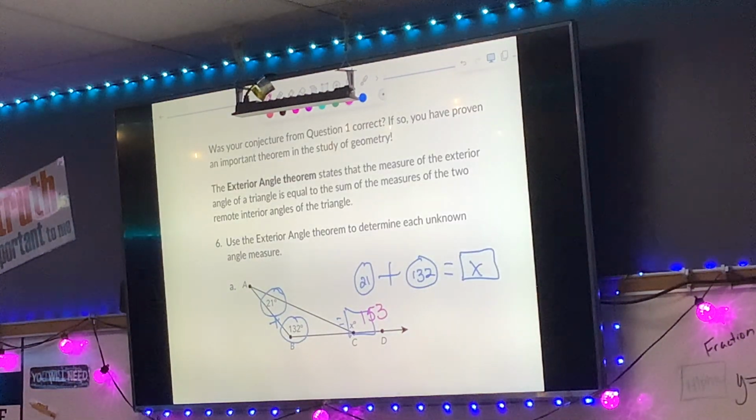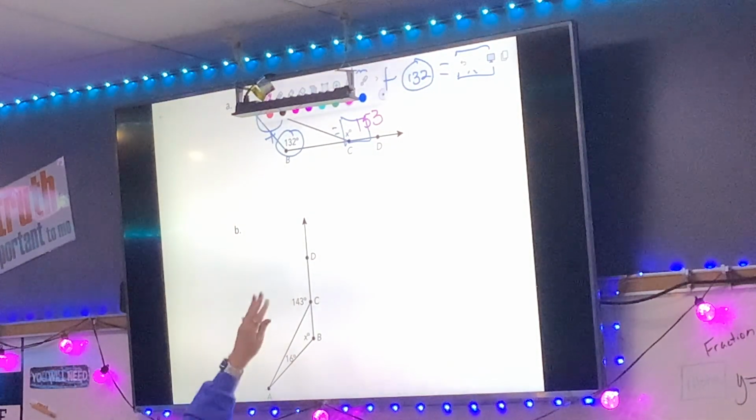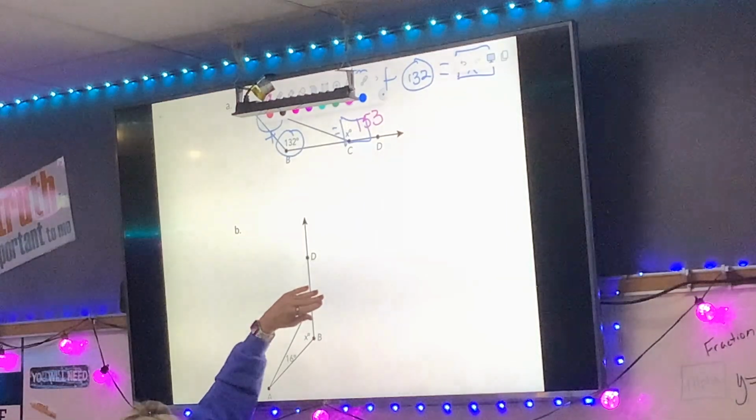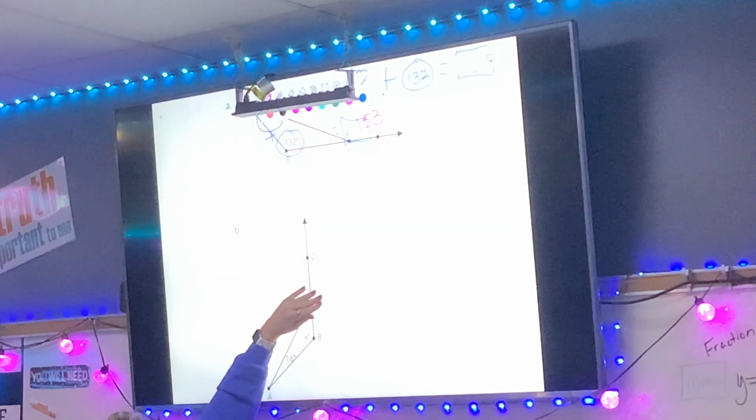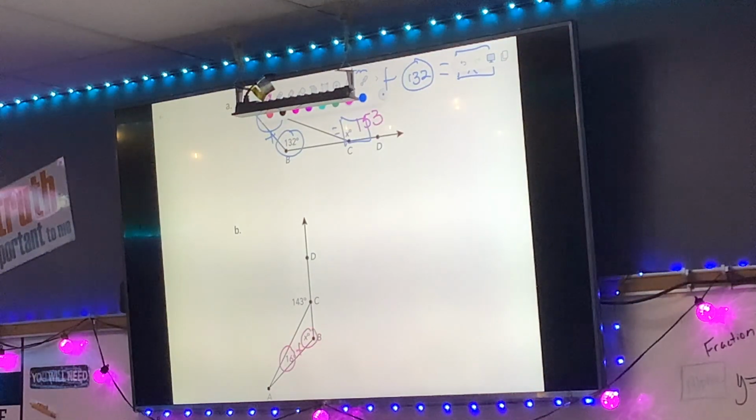Okay, so let's go to B. It doesn't matter what they look like. Cover up your exterior. Do you see what we're going to add? 16 and x. It does not matter which one you write first, so don't worry about that.